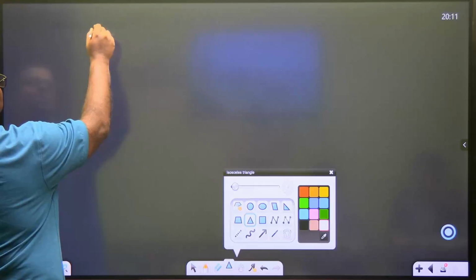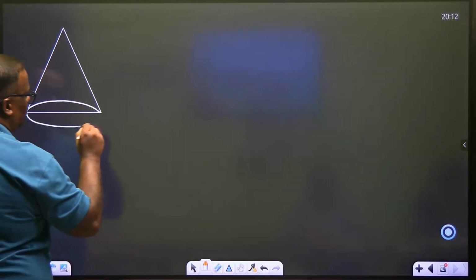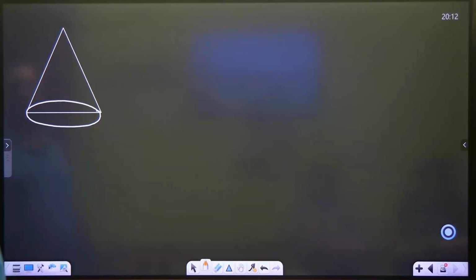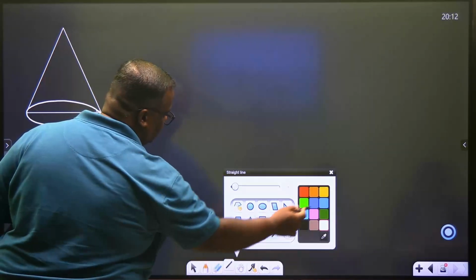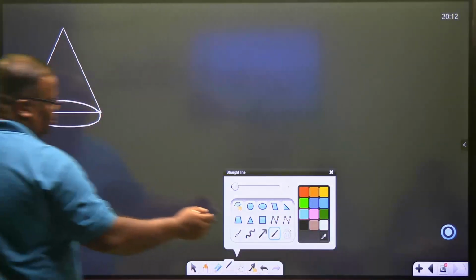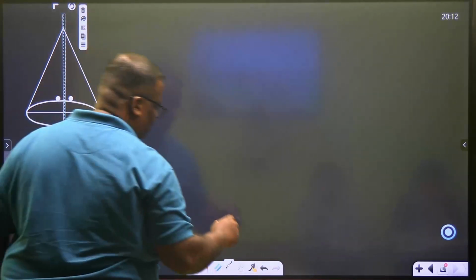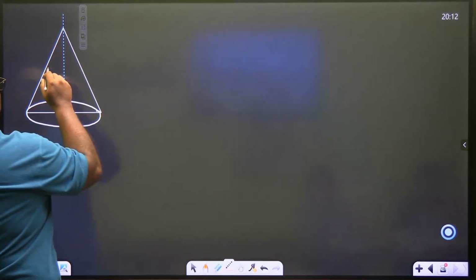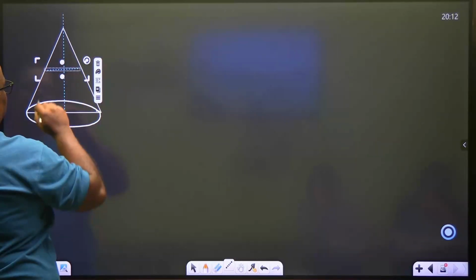So let's say this is a cone. Okay, this is a cone. Inside this cone, we have to inscribe what is known as a cylinder. We have to inscribe a cylinder inside this cone. So the best way to do these problems is make your center line first. This is my center line, and I have to make what? I have to make a cylinder. So let's say this is my cylinder will be here.